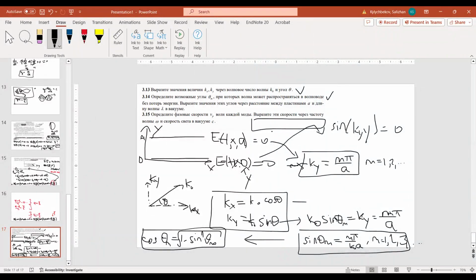No, instead of k0, express it using lambda. K0 is equal to 2 pi over lambda. Let's put the values. Instead of k0, put 2 pi over lambda.